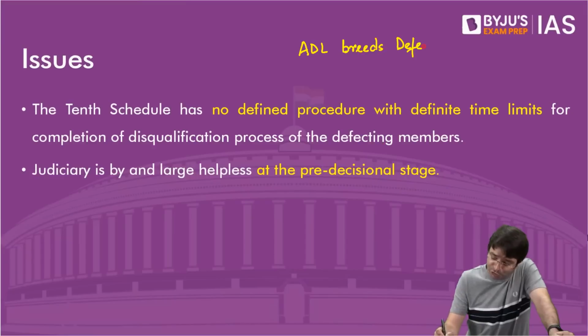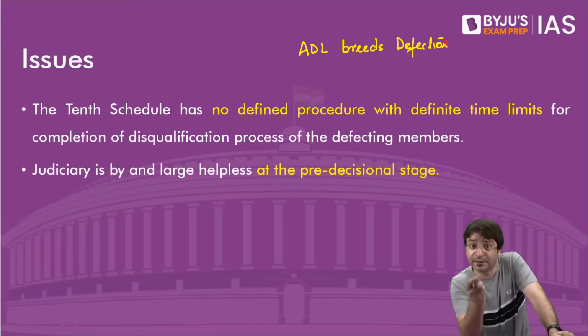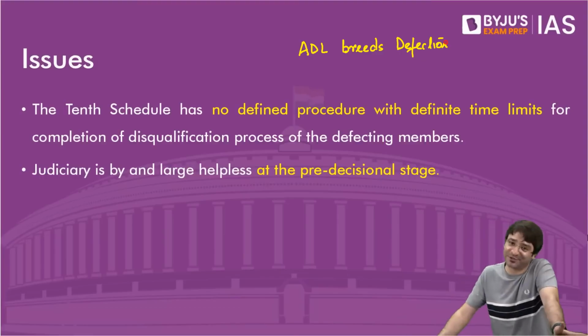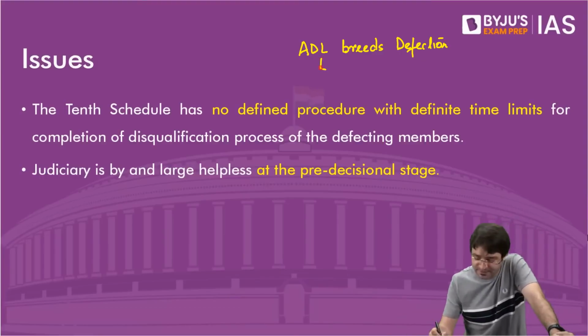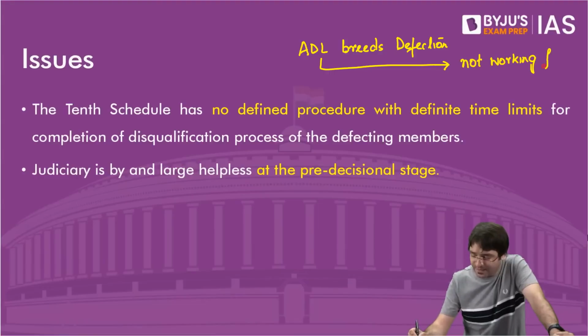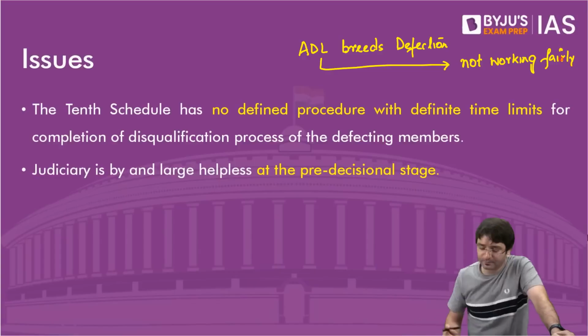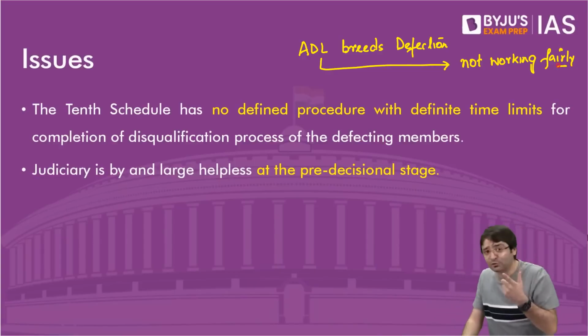It was meant to control defection. It has increased defection because there are loopholes. Anti-defection law is not working fairly.